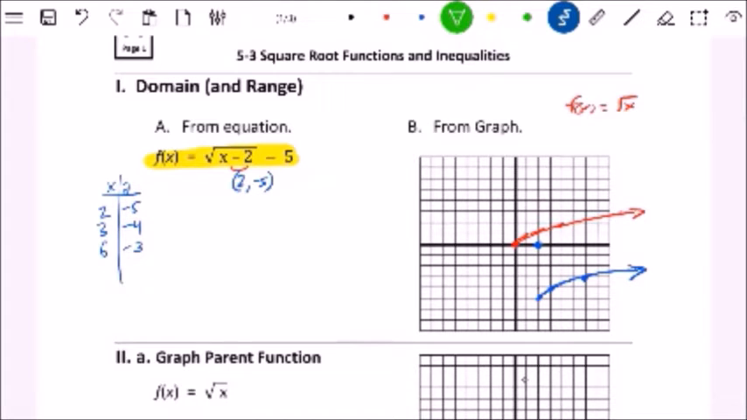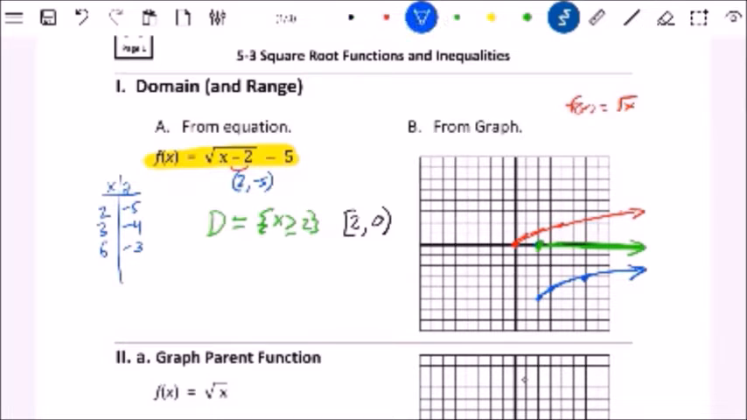Now that it's graphed, we have to look and see the x's that are allowed for this graph. The ones that are part of it are these x's in green, starting at 2. So the domain is equal to all x's that are greater than or equal to the number 2. The way we would show that in interval notation is from 2, including it, going to positive infinity.